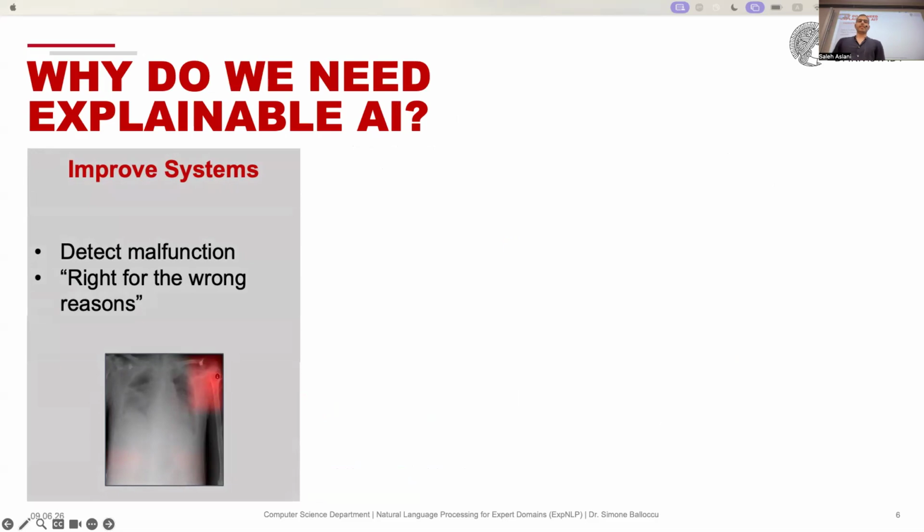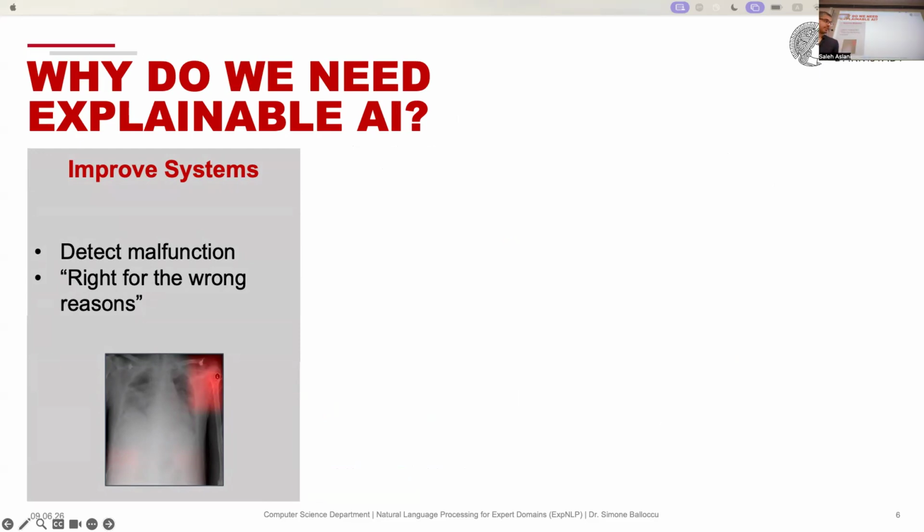So why do we even need explainable AI? First, it helps us improve our systems. For example, a system might make the right decision, but for the wrong reason. And we need explainability to understand that and address that.